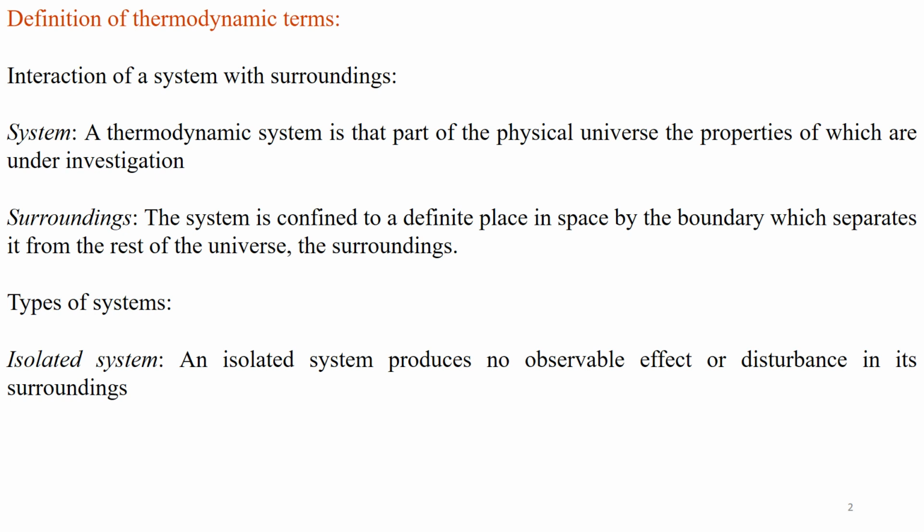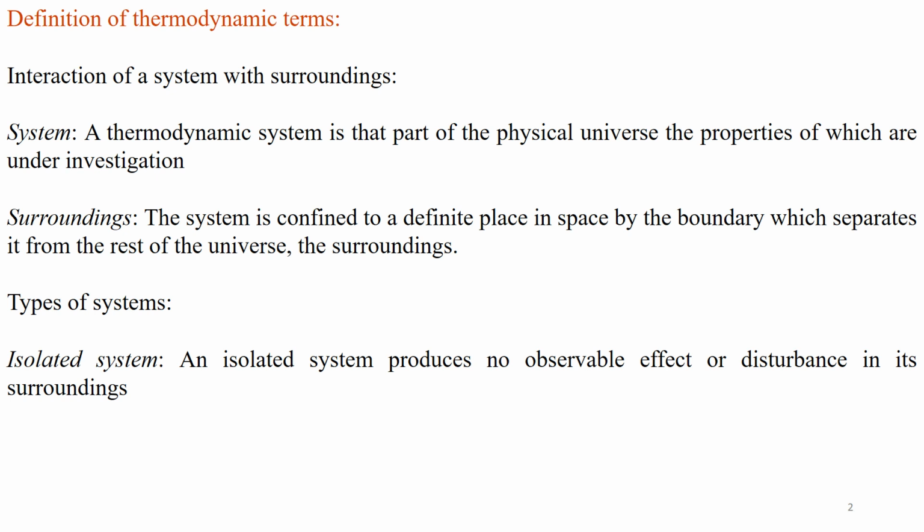Now think about it, the universe as a whole is an isolated system because there is no surrounding of the universe. By surrounding we mean the part of the universe which is not a part of the system. So the rest of the universe is surrounding. So the universe as a whole is also an isolated system.